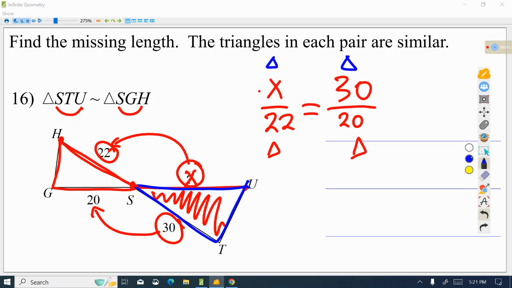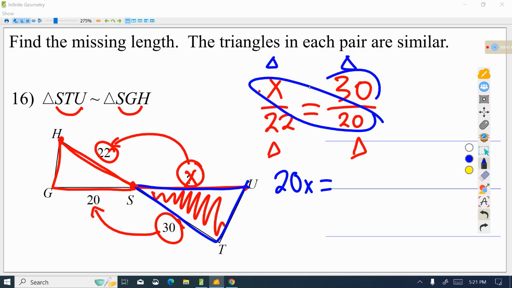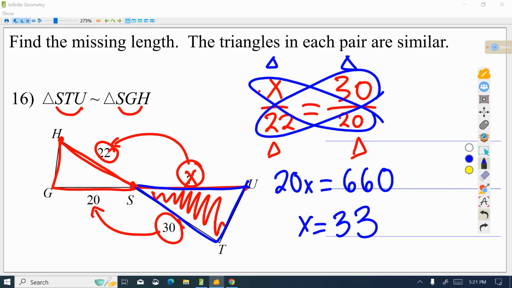And then simply cross multiplying, like always, will get us to the end. We'll have 20 times x is 20x, and 30 times 22. After we do this step, we're just going to divide by 20, and we'll be done. So 30 times 22 gives us 660. And then if I divide both sides by 20, we get x equals 33.